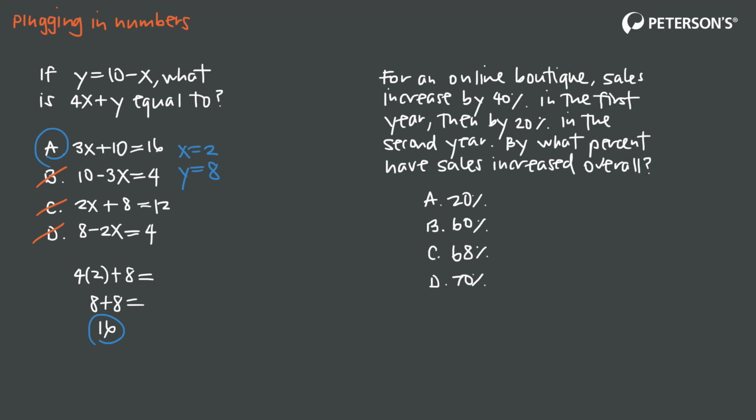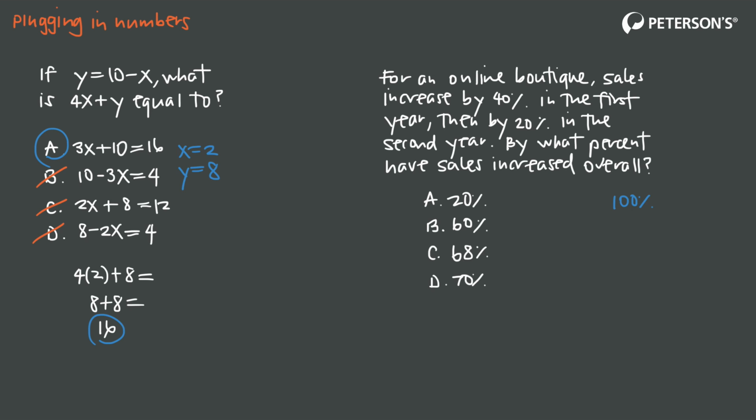Now we can also go through a similar process with percent questions. In this question, we're told, for an online boutique, sales increase by 40% in the first year, then by 20% in the second year. By what percent have sales increased overall? Because we see that this is a percent question, this could be a good candidate for plugging in numbers. Now, when we plugged in numbers over here, we picked a value of x equals 2, and that's always a good value to pick. But when you're dealing with percentages, you always want to pick a value of 100%. And that's because it's going to make the math really easy.